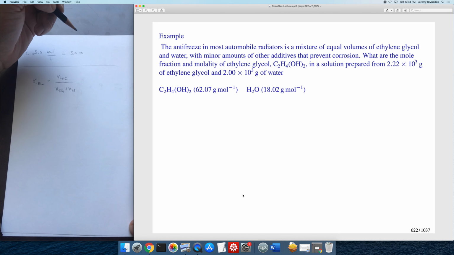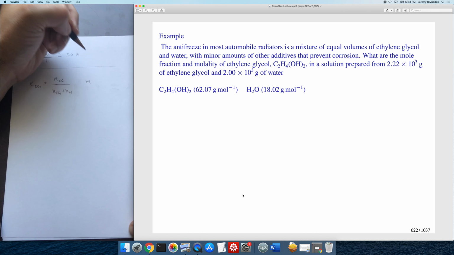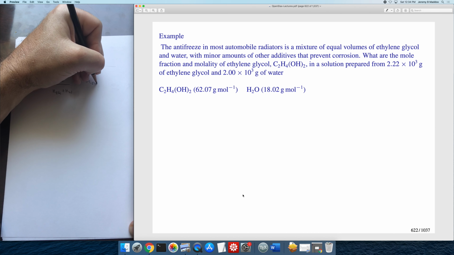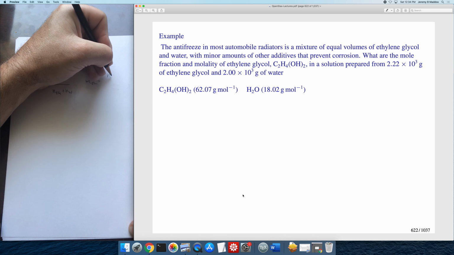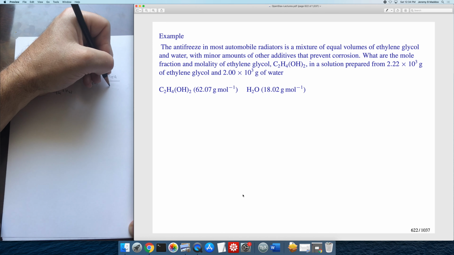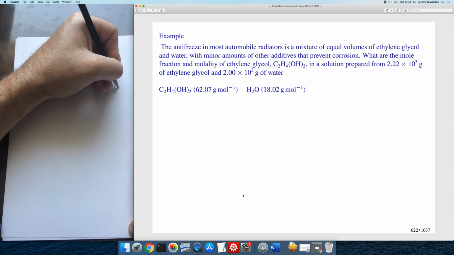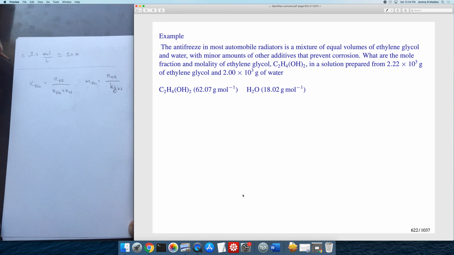To get the molality, the molality of the ethylene glycol is going to be the number of moles of the ethylene glycol divided by the kilograms of the water. So we need to know the number of moles of ethylene glycol and the number of moles of water. So let's calculate those first, and we'll calculate them separately.